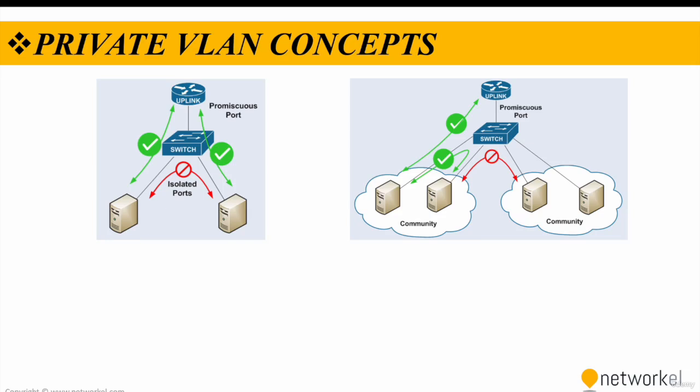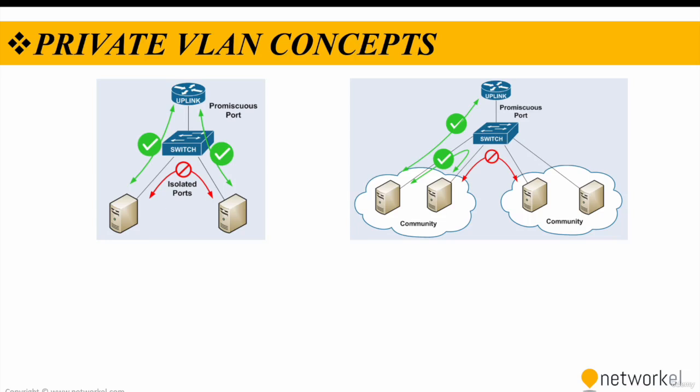And we have the community ports, which can communicate with other ports in the same community VLAN and with the promiscuous port, but not with isolated ports or devices in other community VLANs. This is very much suitable for groups of devices that need to interact with each other but remain isolated from other groups or isolated ports.